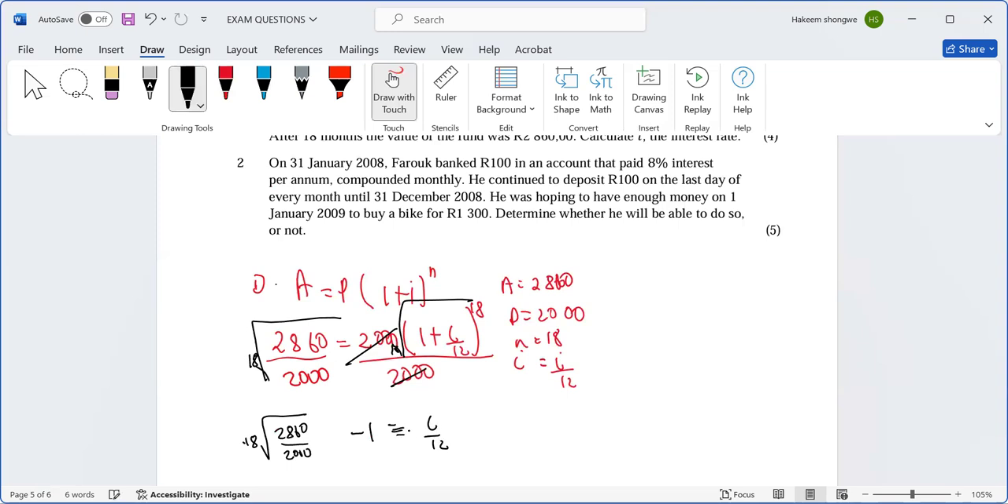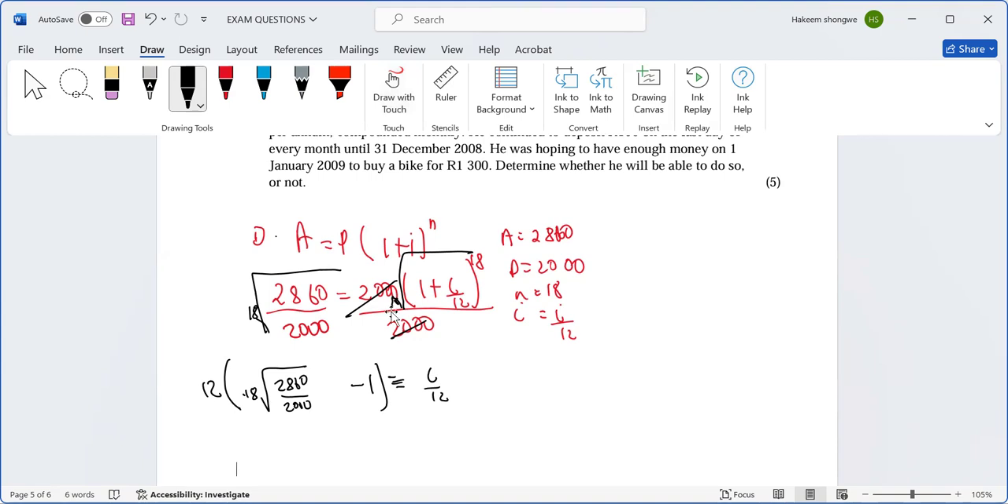And then you multiply everything by 12, you should get something like 0,24. Then your I should be 0,2408. You multiply it by 100, and that gives us I is equal to 24,08%.